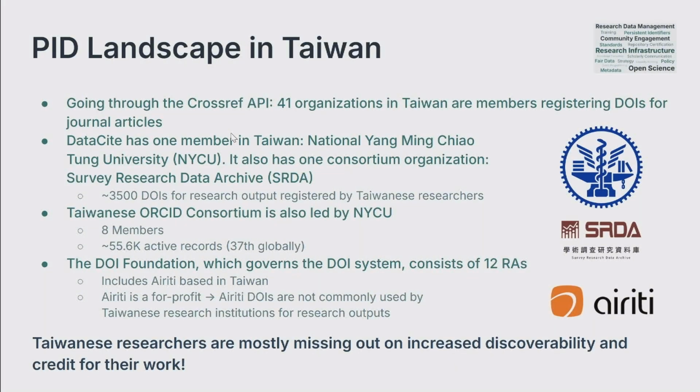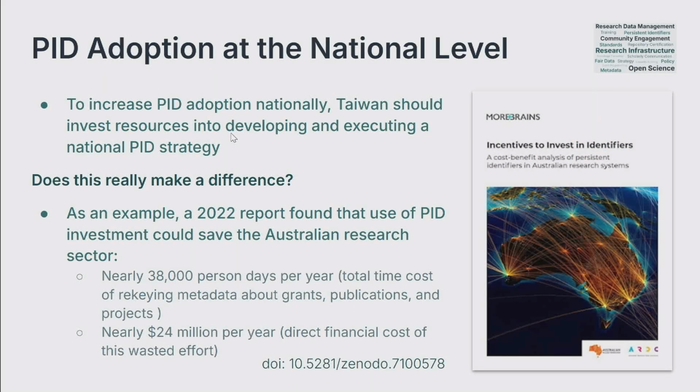And this seems to be obviously a major barrier. Airiti DOIs are not commonly used by Taiwanese research institutions for research outputs. So Taiwanese researchers are missing out on increased discoverability and credit for their work. This is why I would really like, again, to encourage Taiwan to invest resources in developing and executing a national PID strategy. Does that make a difference?